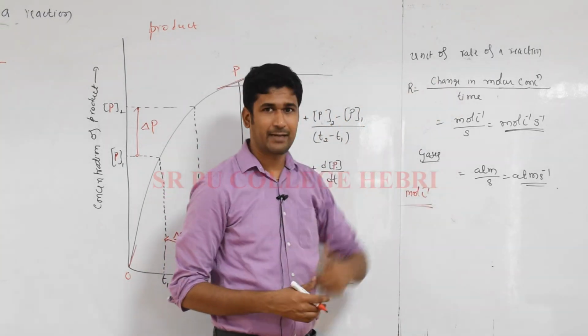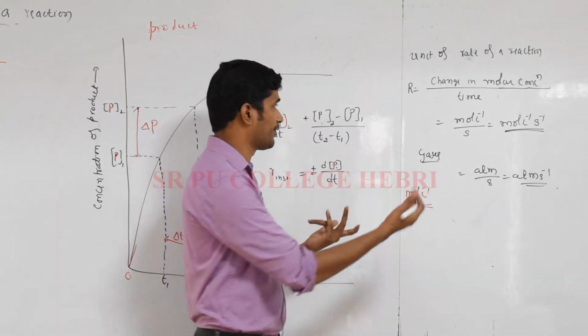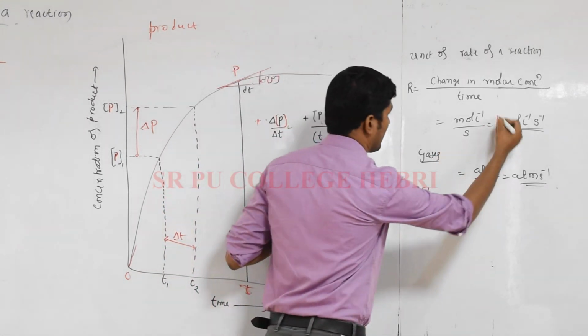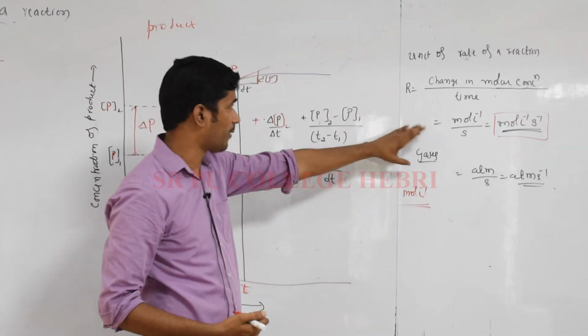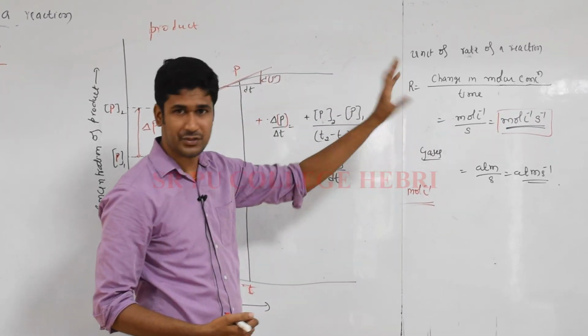What's the SI unit of time? SI unit of time is second. So now the unit becomes mole per liter per second. In most of the reactions we are taking aqueous solutions. So no problem, we can take mole per liter per second as your unit.